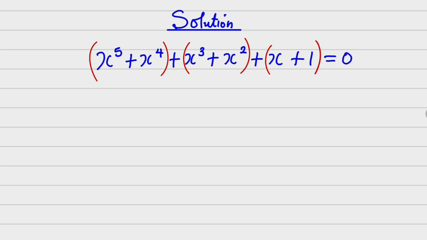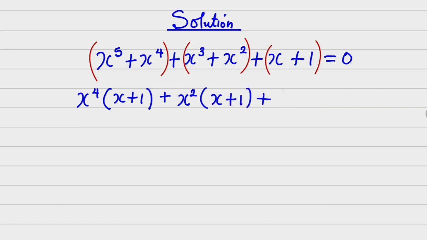Then I'll factorize. Now I'm going to bring out x raised to the power 4 here so that I can have x plus 1. Then plus this is x raised to the power 2, that is x squared. I have x plus 1. Then I have plus x plus 1. This is equals to 0.